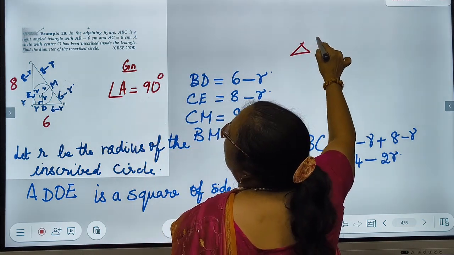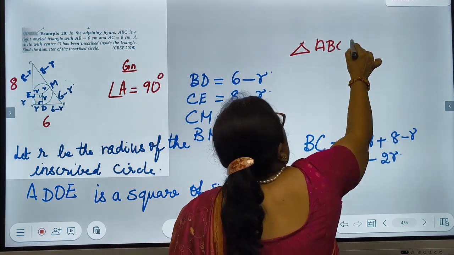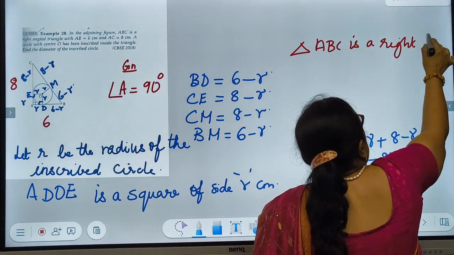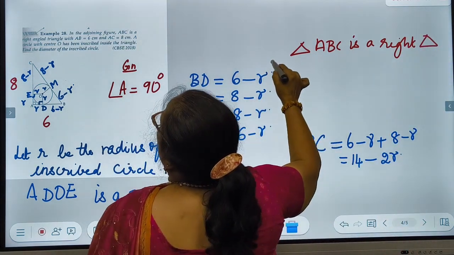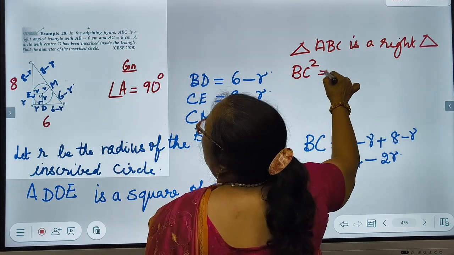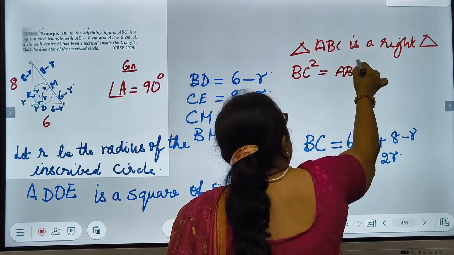Triangle ABC is a right triangle, so Pythagoras theorem can be used. Right? So BC square is equal to AB square plus AC square.